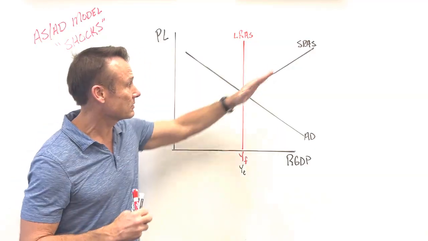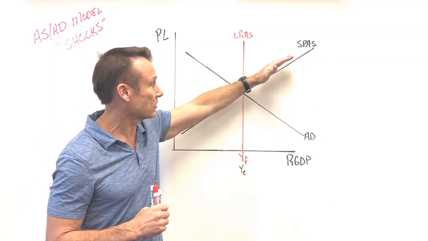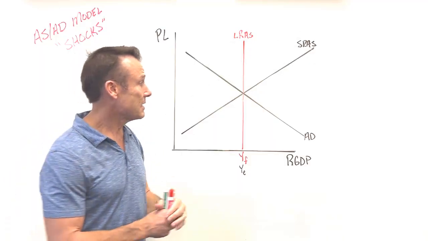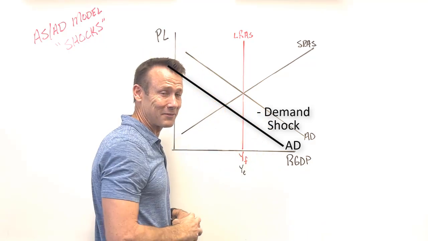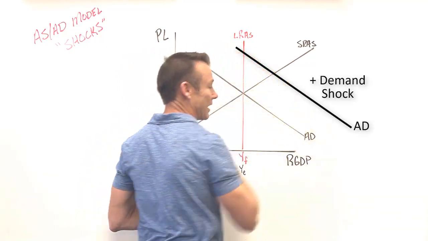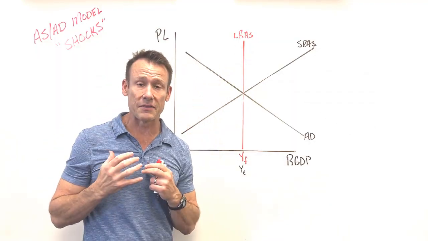Positive supply shocks are going to cause SRAS to shift to the right. Negative supply shocks are going to cause SRAS to shift to the left. On demand, same thing. A negative demand shock, a little bit harder for me to do with my arm, would be like that. And then a positive demand shock would look like that, okay? So again, we're talking about shocks, things that shift the SRAS and the AD.